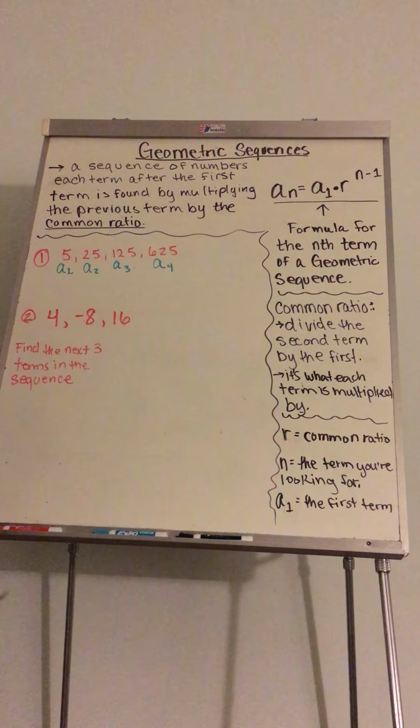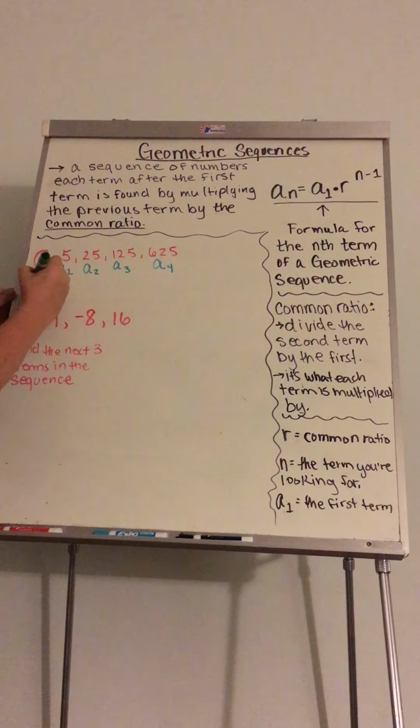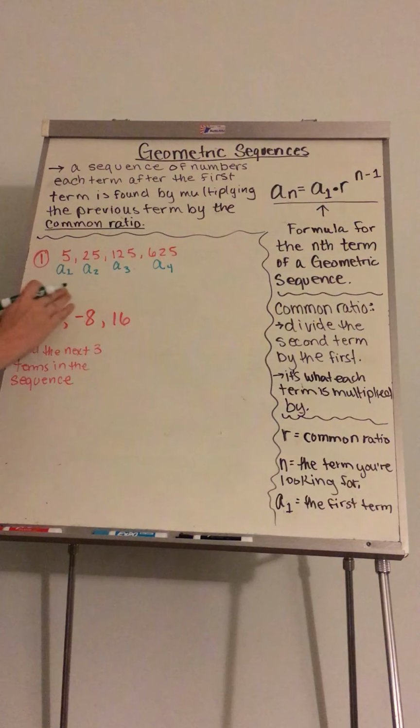So that's what that number means. So it follows an exponential pattern. So basically, and again, it's a sequence of numbers where each term after the first term is found by multiplying the previous term by a common ratio. So the common ratio here, or r, would be 5, okay, because everything's multiplied by 5.